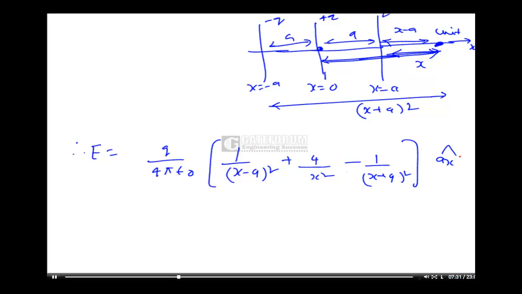This is the electric field intensity at x greater than a, at any point. Suppose some x value is given; if you substitute that x value directly, you can calculate the electric field intensity. A very interesting problem. Similarly, the second case is for x less than minus a.